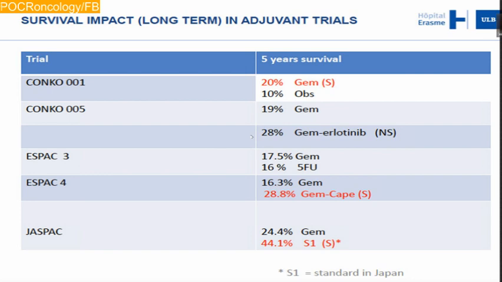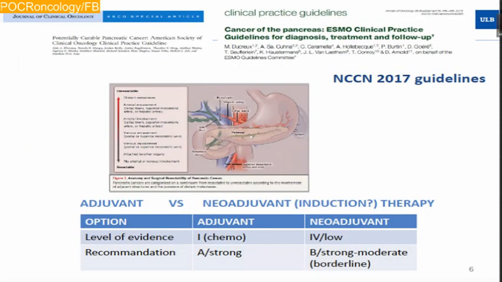And I have a question for you, the oncologist: why are we not really adopting this data? I know there is a genetic problem with the drug metabolism. But the data for S1 for pancreas and stomach in Japan is very compelling that maybe this is the way to go. Anyway, this is a question for you. So the guidelines now for resectable disease is to proceed with surgery. Type 1 recommendation or strong recommendation, level 1 evidence.